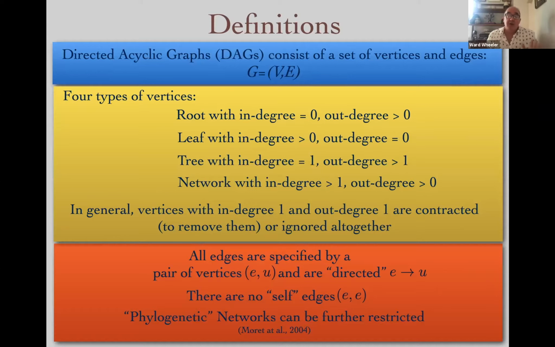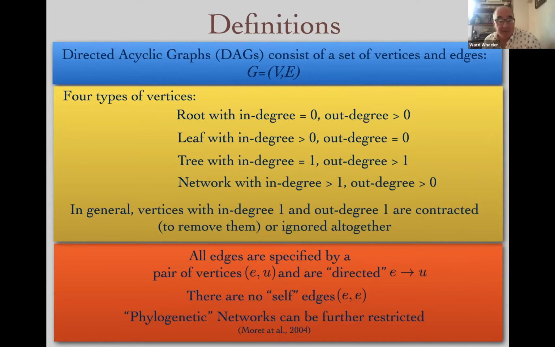So we're talking about directed acyclic graphs, so rooted trees basically, and there can not be unrooted splits and things like that. So we have a set of vertices and edges for each of these graphs. Now, the inputs don't have to be trees, they can be graphs or phylogenetic graphs.